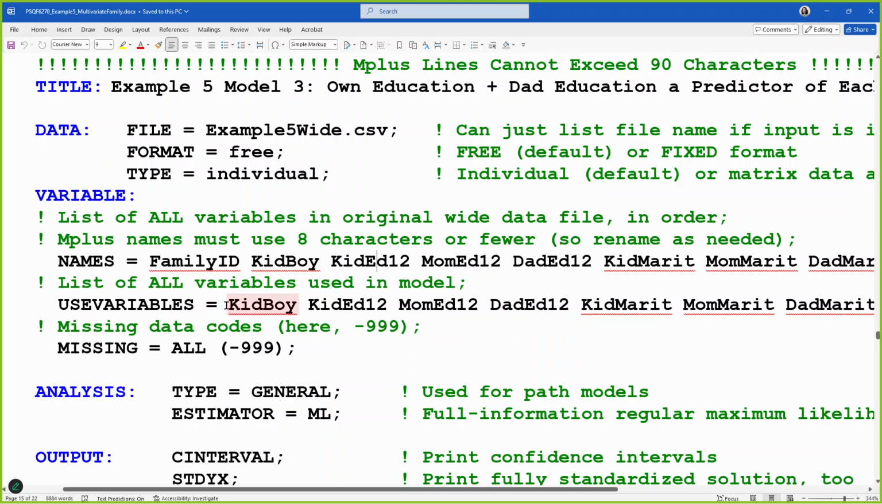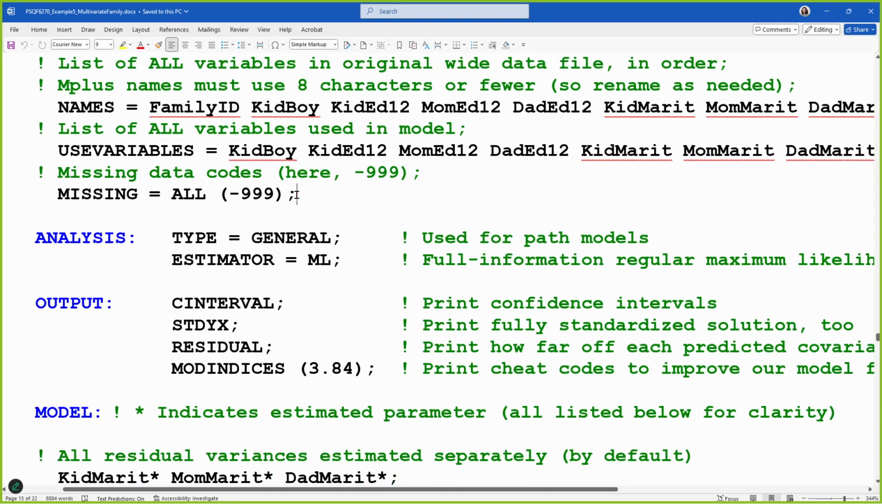Use variables says which ones are going to go into your model. Otherwise, it tries to put everything in your data set into your model. Missing data code tells it what values to ignore. Then analysis. I'm going to use maximum likelihood. Type equals general is the default. That's what you'll do for most things. I would like some confidence intervals, a standardized solution, the residuals by which to look at misfit, and modification indices.